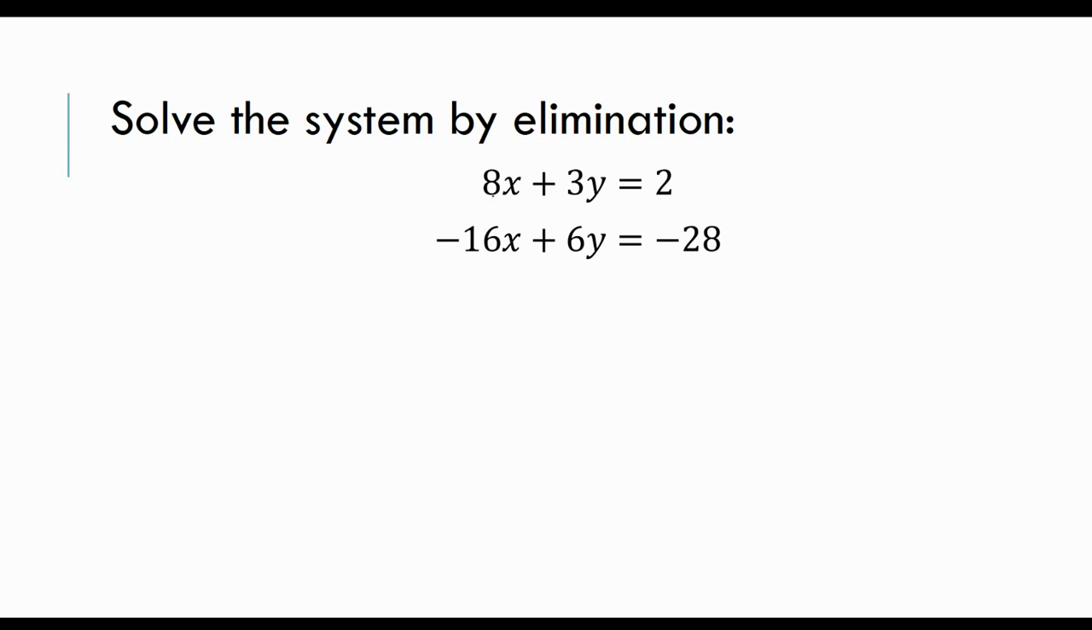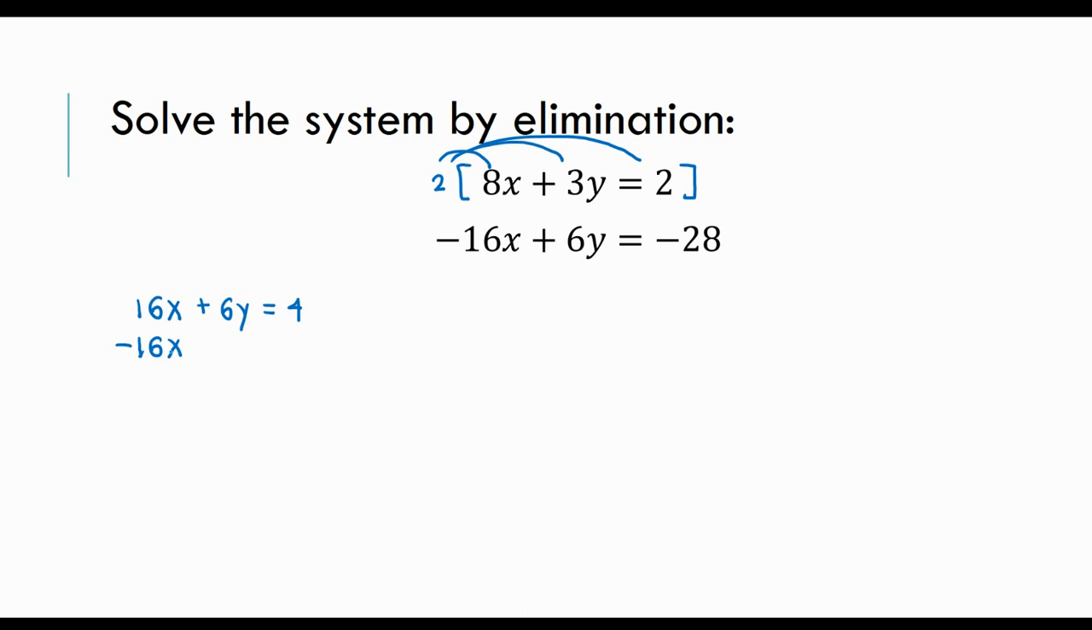Because 8 is smaller than 16, if I can somehow turn 8 into 16, then we will definitely have opposites. 16 is a multiple of 8. If I multiply by 2, I'll get that positive 16, which then would be opposite of negative 16. I just have to make sure that I multiply that 2 by everything in that top equation. So my new top equation, when I multiply everything by 2, I get 16x plus 6y equals 4.